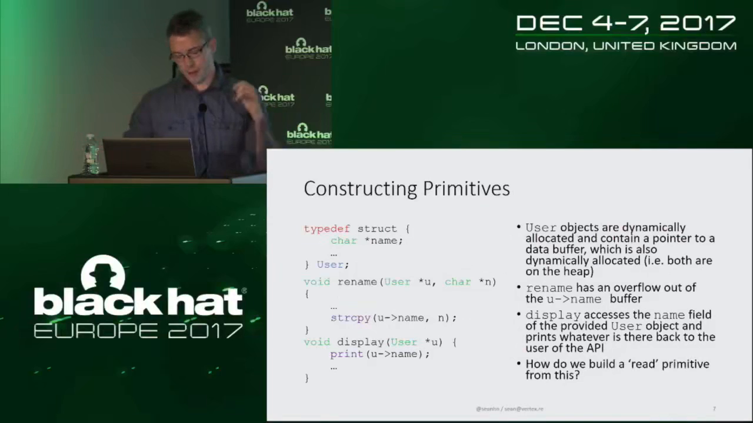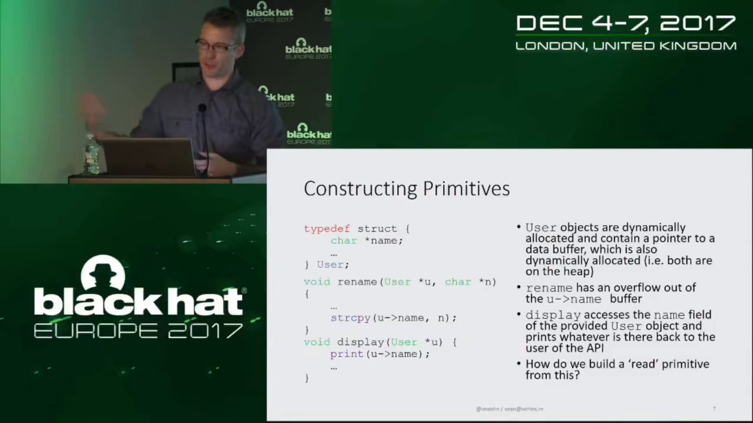To give an example, say we have a target program which has this user data type, which is dynamically allocated on the heap. We have this rename function, which contains a pretty obvious buffer overflow over the name buffer associated with a user. And then we have this display function, which reads a pointer from the user object and then displays it in some way that we assume the user or attacker can access. What we want to do is construct a primitive, which is an API that the attacker can use, such that whenever they want to read something from some location in the program's memory, they can call that function and have that data echoed back to them.